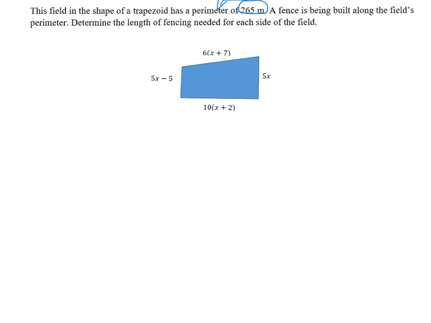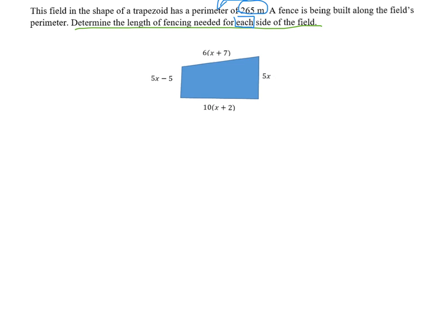And then if we underline the question, determine the length of fencing needed for each side of the field. So that will help us to focus in on what exactly we're supposed to be doing here in this question. And let's box the word each side. We need to find out how much each side is. So to be able to determine the length of each side of the field, I'm going to have to figure out what the value of x is.